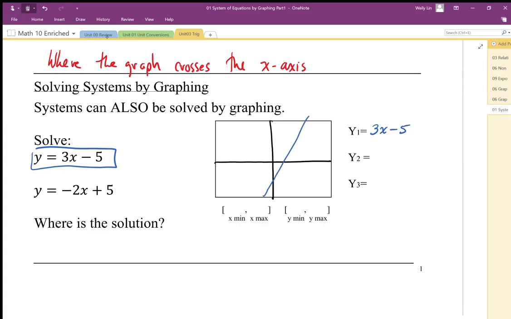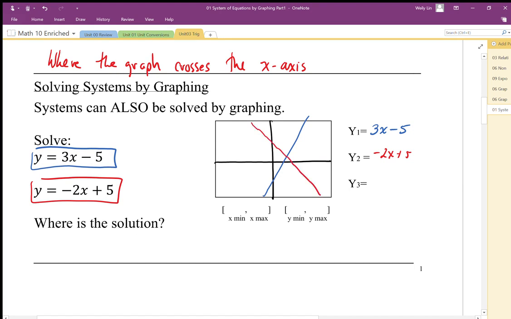And then my other graph here, -2x plus 5, is going to be a slope of -2 and a y-intercept of 5. And if I want to find the answer to these, I want to find out where they intersect. Okay, so the solution is the intersection of these points. Let's see here. Where's the solution?